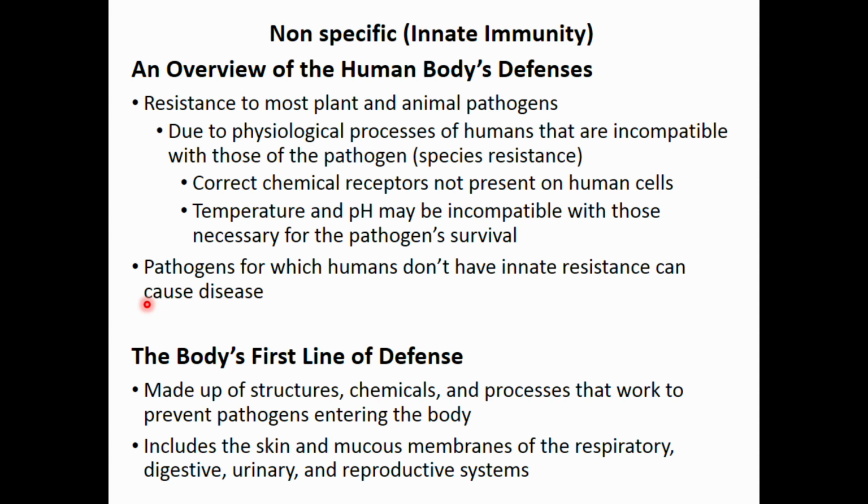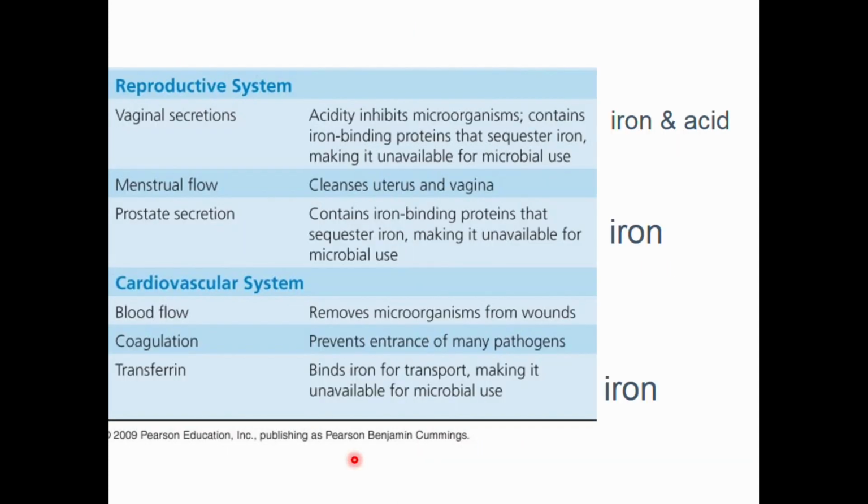And so when we look at the first line of defense, what we're talking about are structures, chemicals, and various processes that work. Okay? These include skin and mucous membranes, and reproductive systems, and that is what we are going to get into for this particular chapter. So if we look at some of the systems, you don't need to know everything in this table, just take my cues from this lecture.